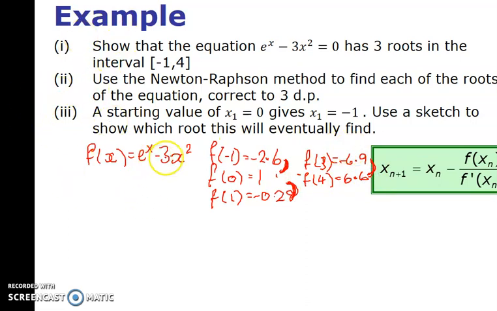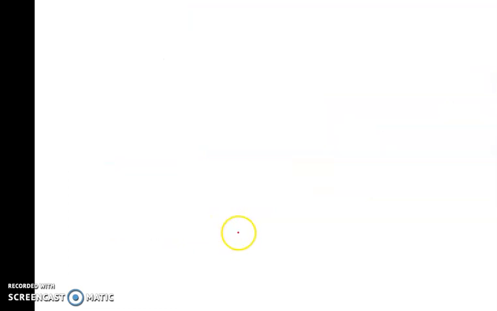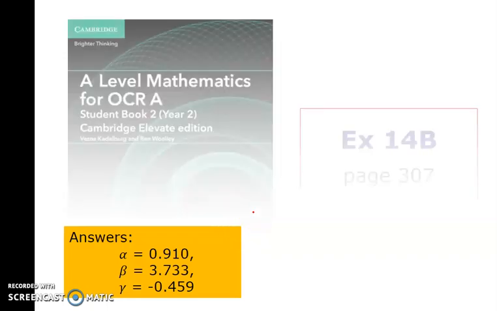I'm not going to do that, but if you go through this process, don't forget when you differentiate e to the x, you still get e to the x. When I differentiate minus 3x squared, I get minus 6x. I like this question because there's no algebraic method to do that without this method, so I much prefer this. They were my 3 answers, by the way.